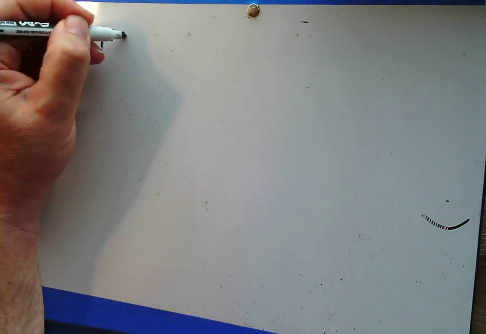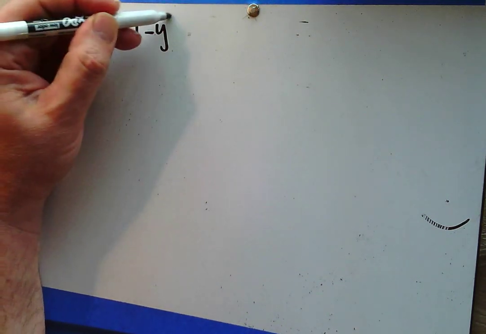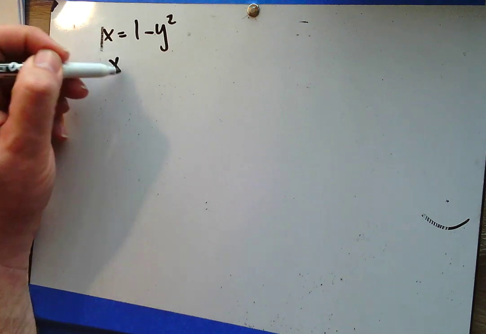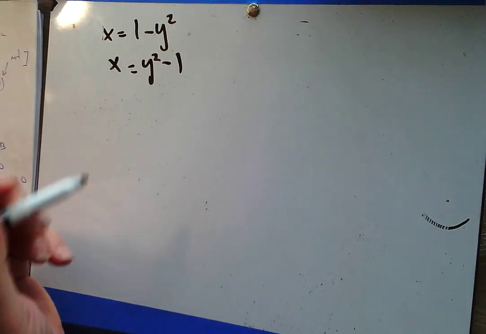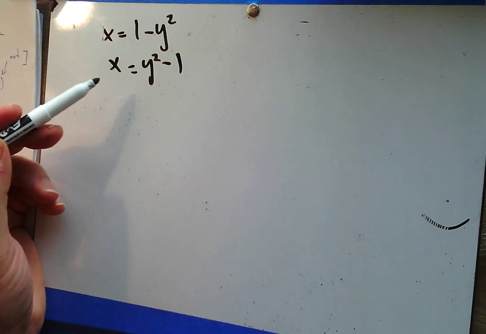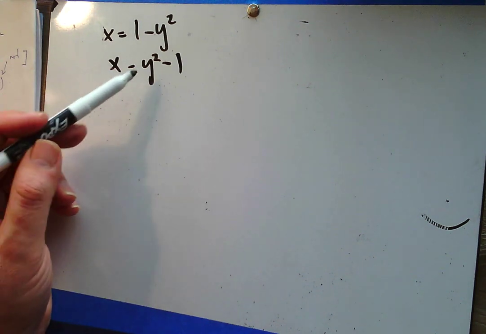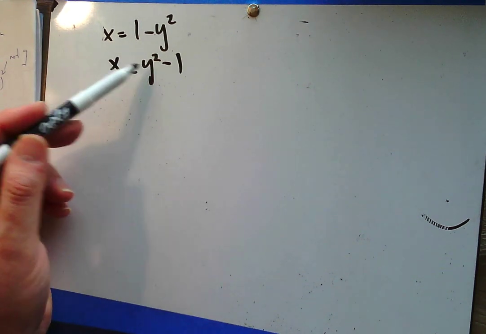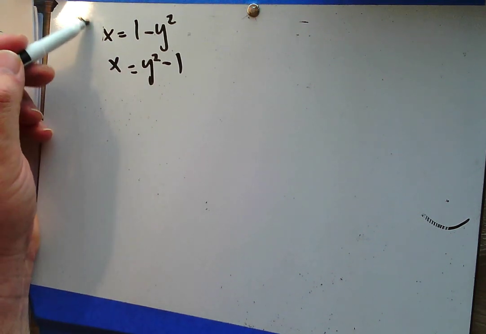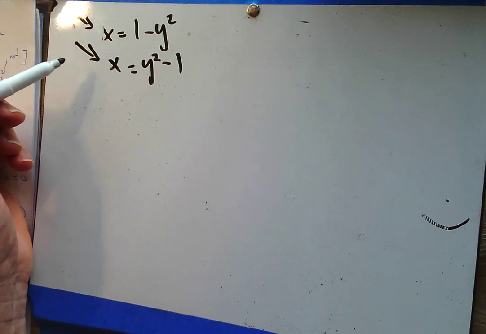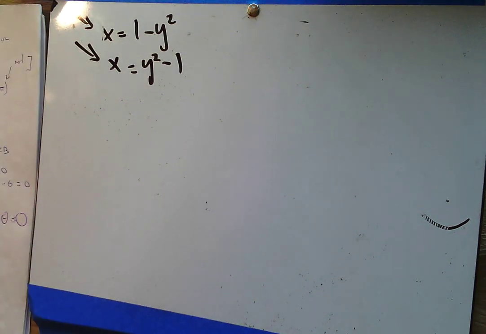X equals 1 minus y squared. X equals y squared minus 1. All right. I would imagine this to be on the non-calculator portion, which is fine because most people say, I don't know how to graph that. And the second thing I would say is when you see x equals, you're being set up to use right minus left.